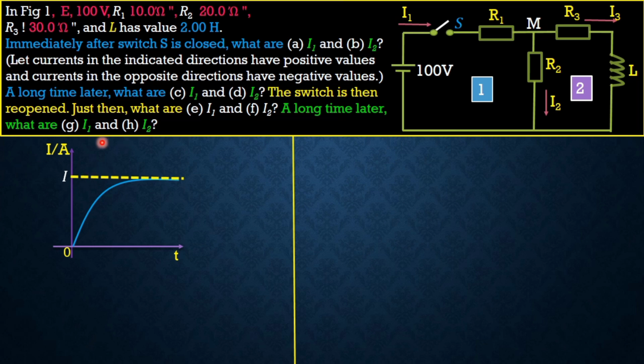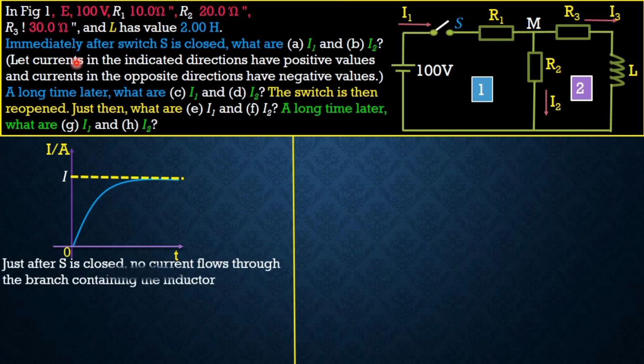Immediately after the switch S is closed, we know for sure that there is no current that flows in the branch that has the inductor. Keep in mind that in the branch that has the inductor, the current starts from a 0 value until it goes to some maximum value. But in the branch that has just the resistor, as soon as the switch is closed, the current attains a maximum value within the shortest time possible.